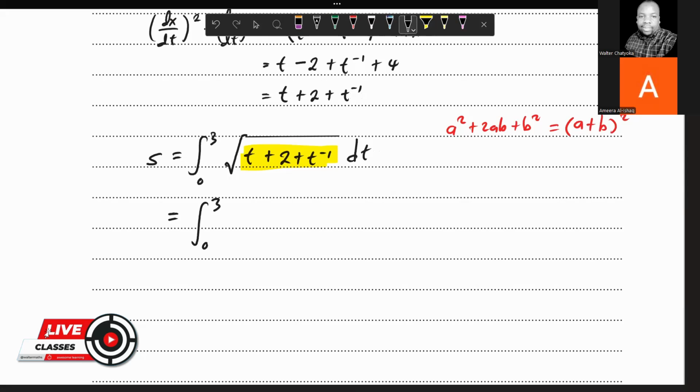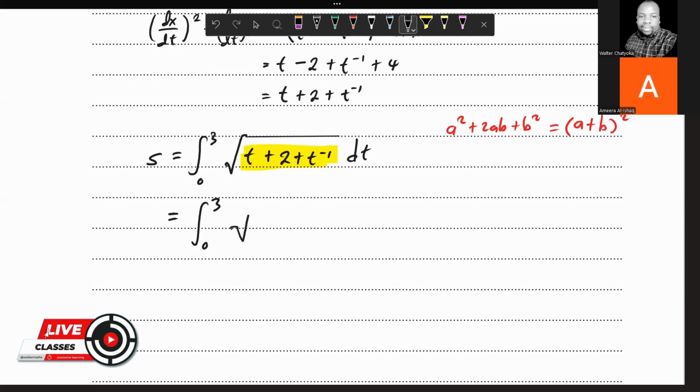So if we take t to be a square, it will be t to the power of a half squared. And if we take t to the power minus 1 to be a square, it will be t to the power of minus a half squared. And if we say 2 times t to the power of a half times t to the power minus a half, we get 2 in the middle, which means this thing is indeed a perfect square. So I'm going to erase this. It's a perfect square.